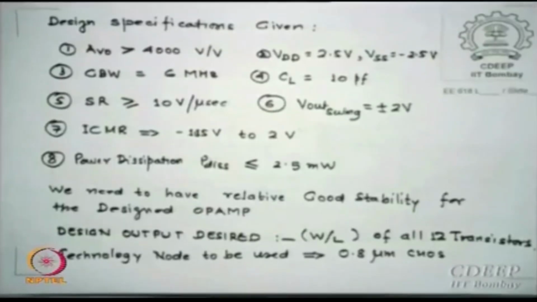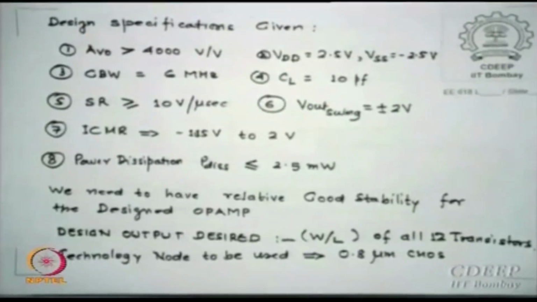Then the output swing, this is also an interesting parameter. Though the power supply is +2.5 and -2.5, we want the output swing to be at least between -2 and +2. Okay.